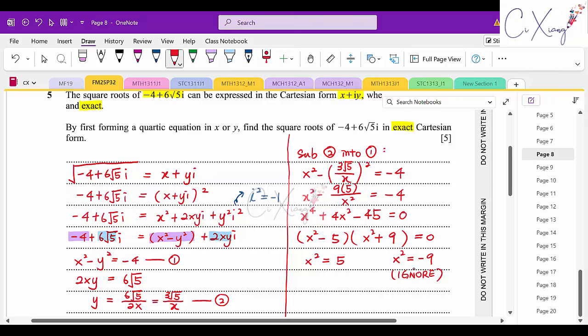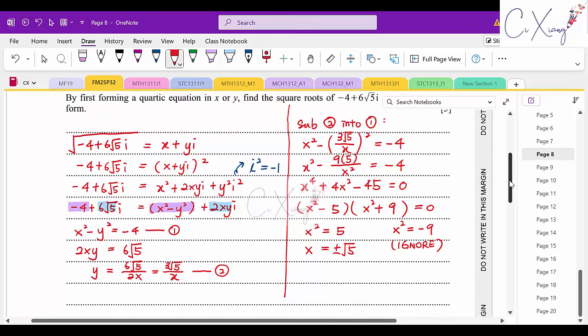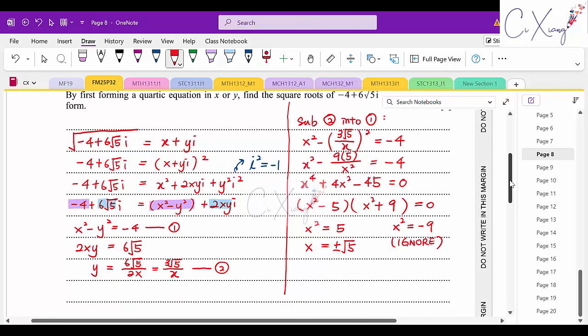Then for x squared equals 5, when you take the square root, you should consider the plus and minus sign, so plus and minus square root 5. Then after you get the value here, of course you need to continue to figure out the value for y. So when x is equal to positive square root 5, what happens to your y?